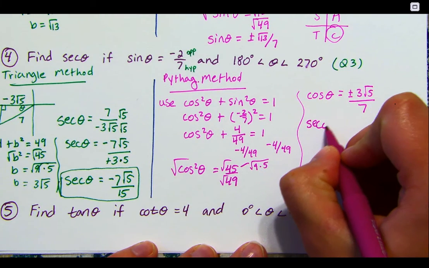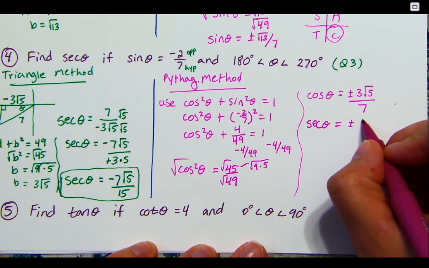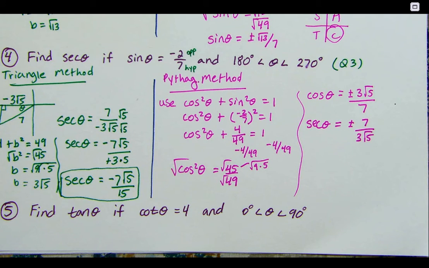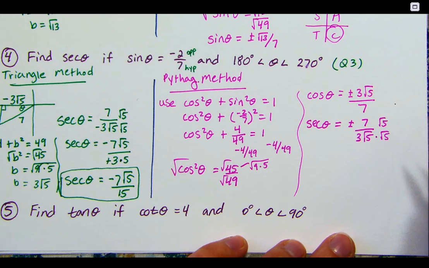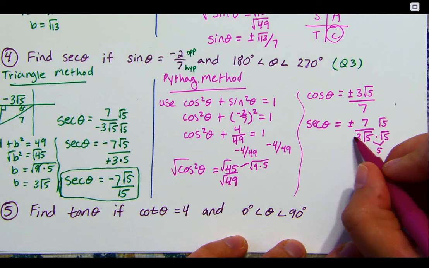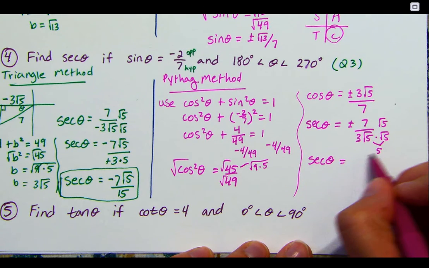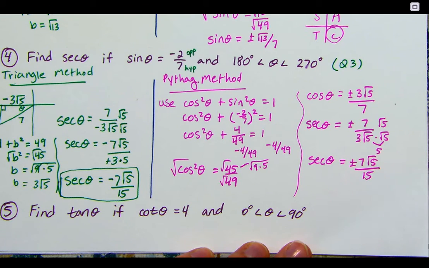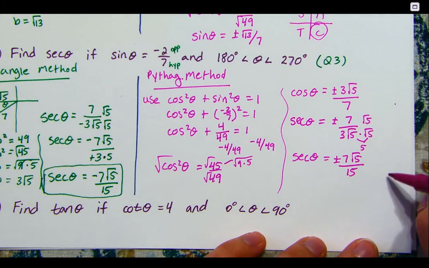So secant theta equals, and then plus minus 7 over 3 square root of 5. So I need to rationalize, so I'm just multiplying by square root of 5 to the top and bottom. And remember when I do this, that's really 5, so I have to multiply those two things together. So I have plus minus 7 square root of 5 over 15. And then now I have to decide which sign I need, so the positive or the negative.